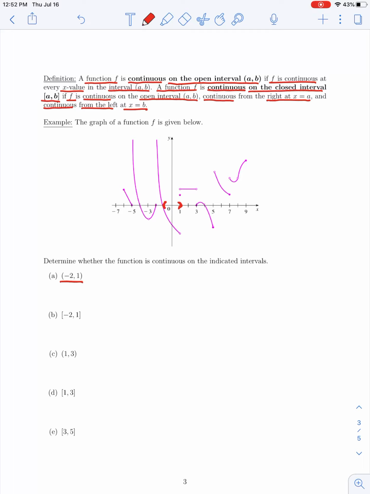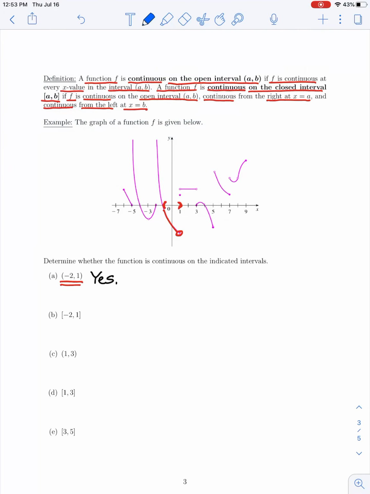So we see, looking at this interval, that our function appears to be continuous. We don't have any jumps, holes, or asymptotes. The only point that we do see a hole is at the right end point of our interval, x equals 1. However, since this was an open interval, we're not considering the endpoints. We don't include those endpoints. So for the interval -2 to +1, yes, this function is continuous over that entire open interval.